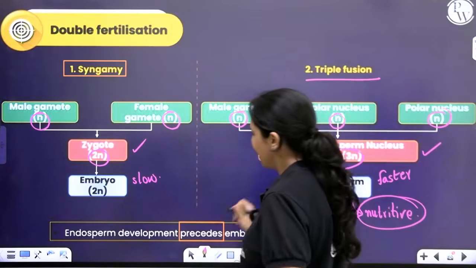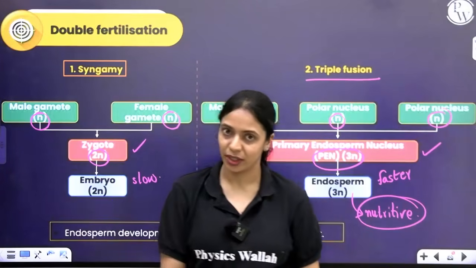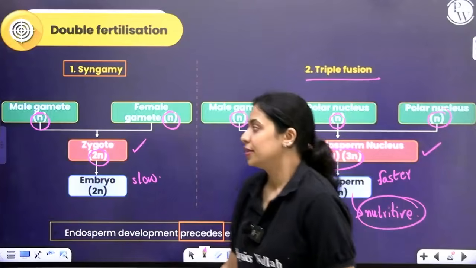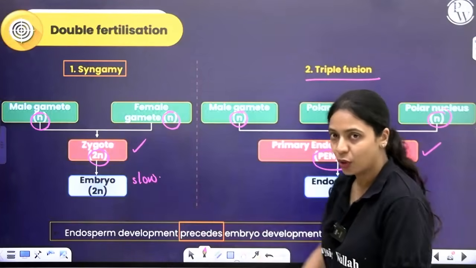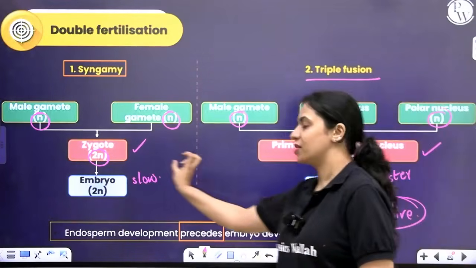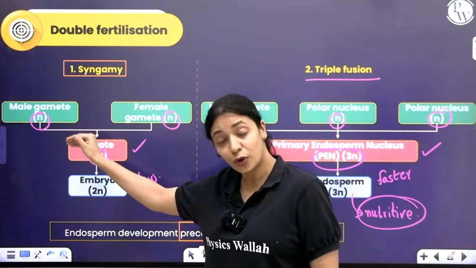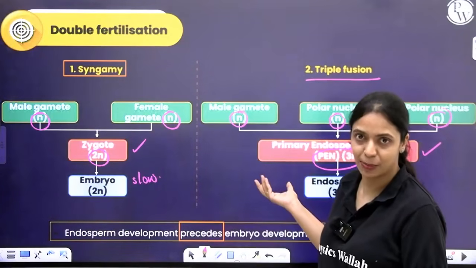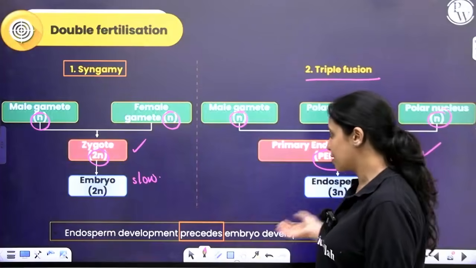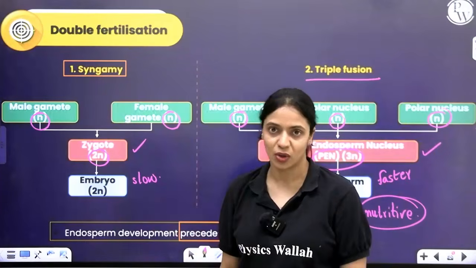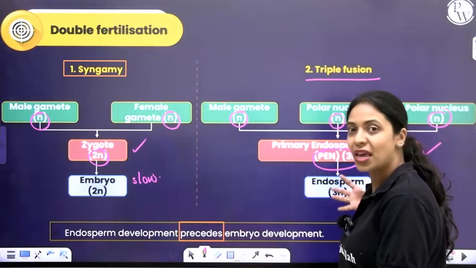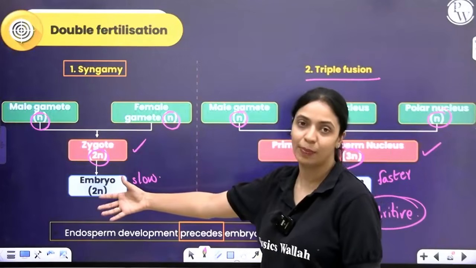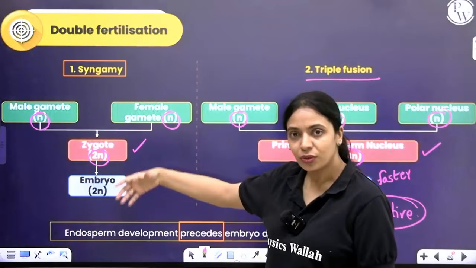Endosperm is utilized for the development of the zygote into the embryo. This zygote can develop into the embryo only when nourishment is derived from the endosperm. So before the zygote can develop into the embryo, this nutritive tissue should have developed, right? That's obvious. Unless this is there, nourishment is not available for this development. This makes nourishment available for the development of the embryo from the zygote.